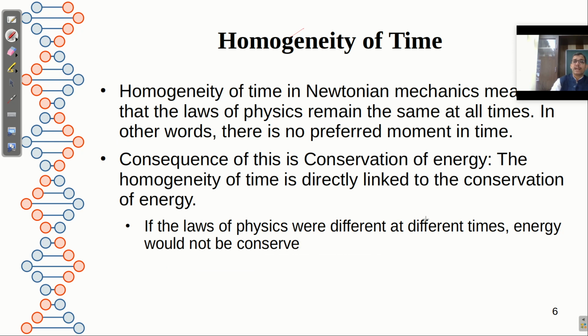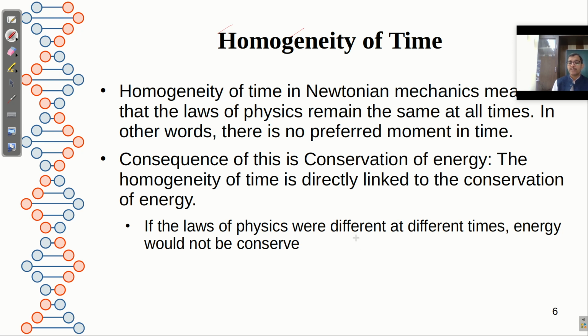Now let us have a look at two very important properties. One is the homogeneity of time, and another is the isotropy of time. This homogeneity of time is a very important property, that homogeneity of time in the Newtonian mechanics means that laws of physics remain same at all times. In other words, there is no preferred moment in time. And a very important consequence of this is the conservation of energy, and homogeneity of time is directly linked with the conservation of energy. And if the laws of physics were different at different times, energy would not conserve.